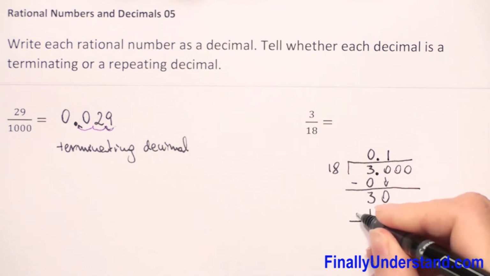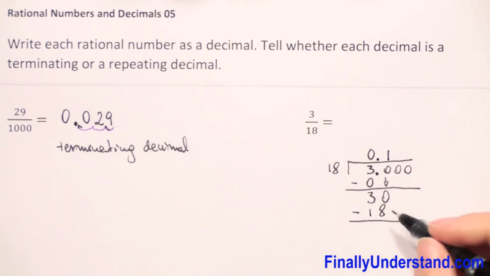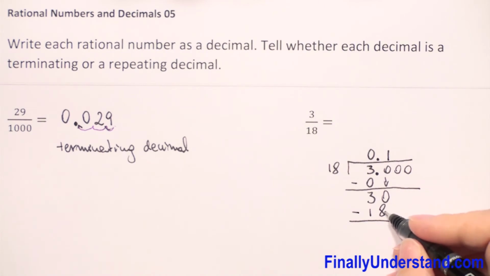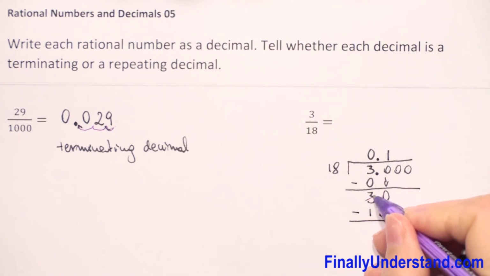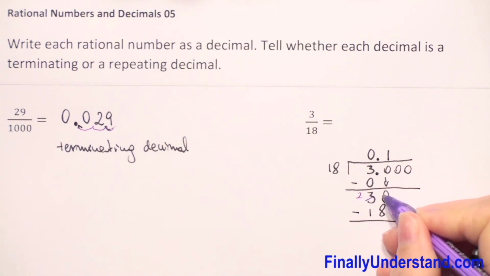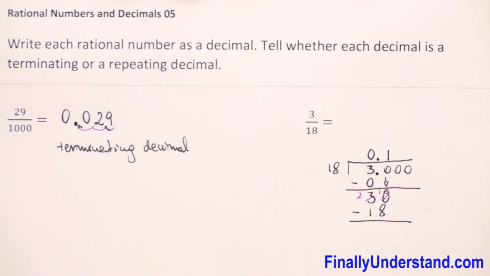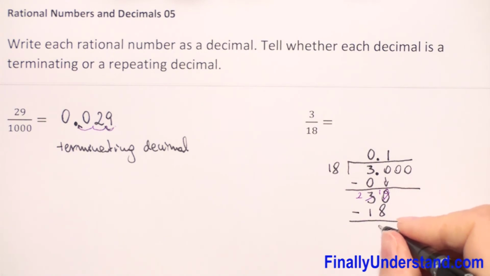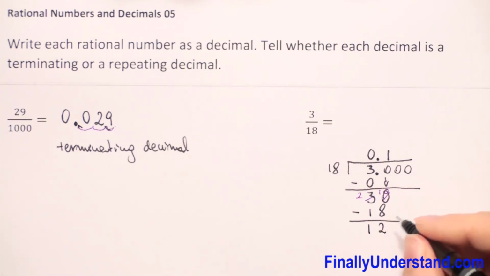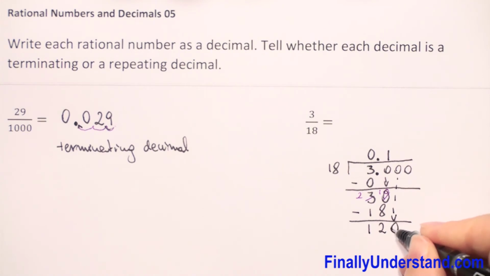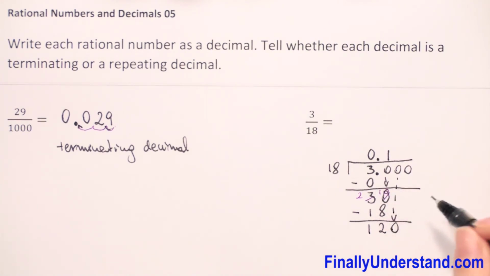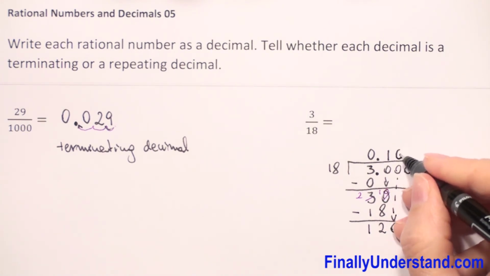Now you have to do subtraction. 30 minus 18, so we have to borrow 1 from 3. It will be 2, and at the end we have 10. 10 minus 8 is 2. 2 minus 1 is 1. So we now add the next 0. We have 120 divided by 18 is 6.